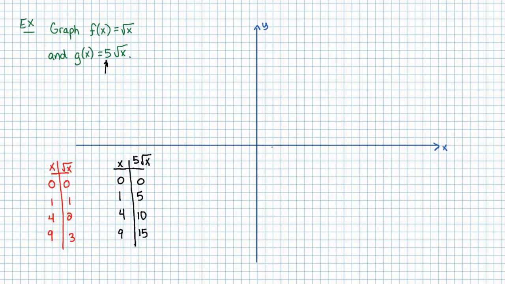So 0, 0 is right here. And then 1, 1 is right there. And what do we say? 4, 2. So that's 1, 2, 3, 4, 2 is right there. And then 9, 5, 6, 7, 8, 9, 3. So we get something like this. This will be our square root function. I'll just connect those up with a nice smooth curve.